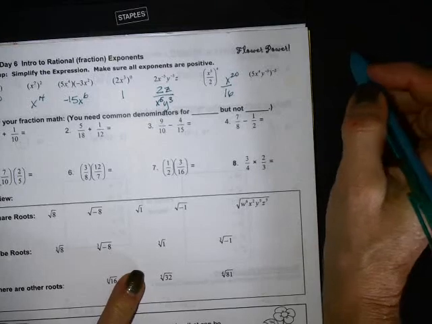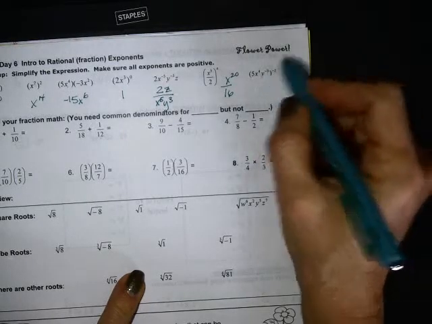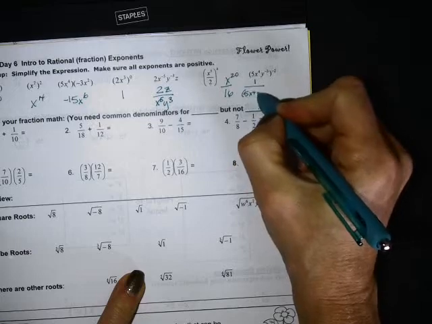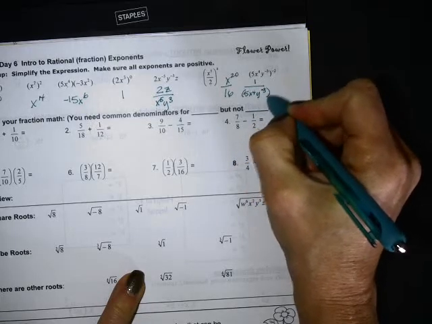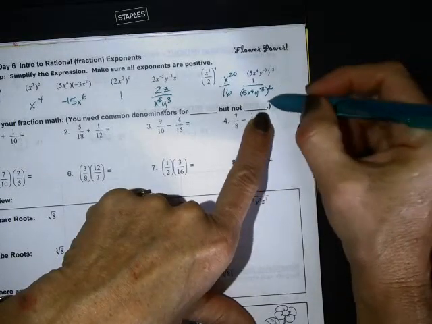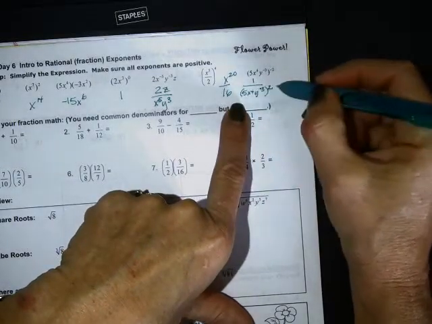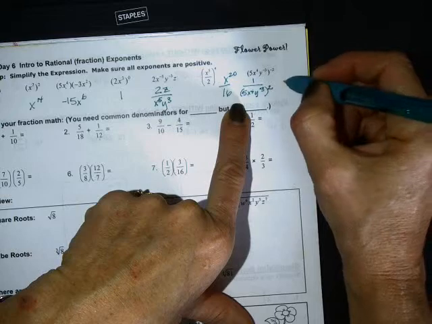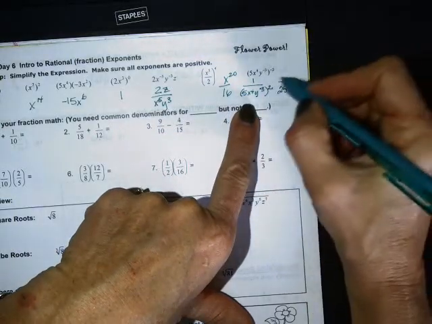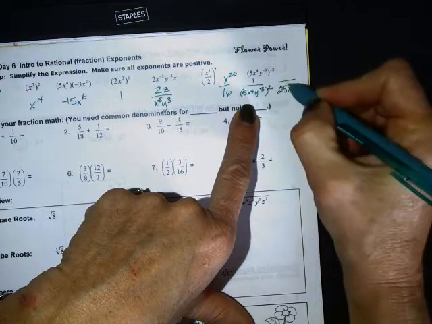Couple ways you can do this. I usually move everything first, so that's 1 over 5 x to the 4th y to the negative 3 squared. So we moved it all down. 5 squared is going to be 25. Y to the 4th squared, you're going to multiply, you get x to the 8th.